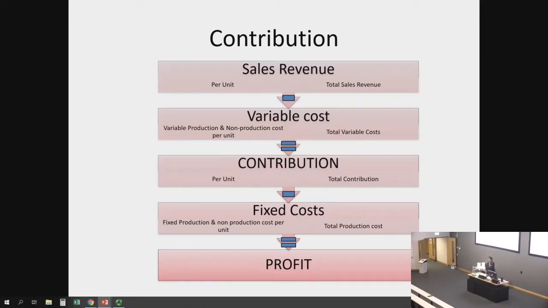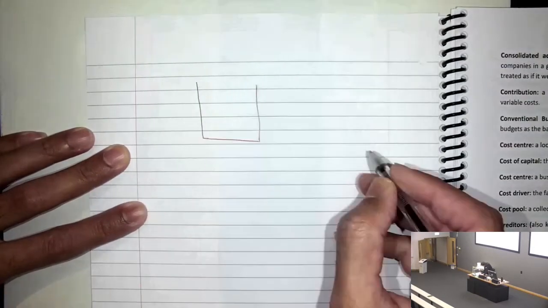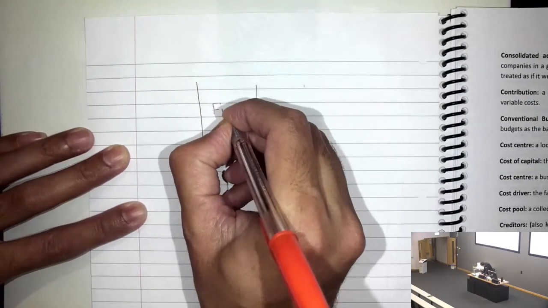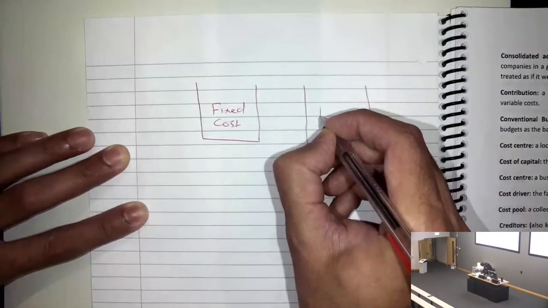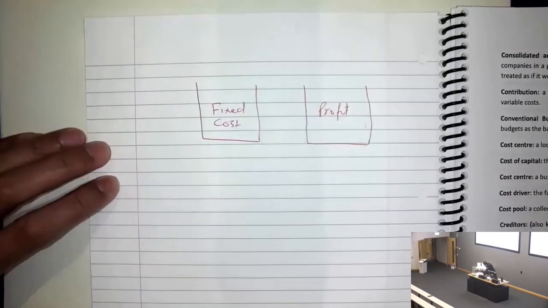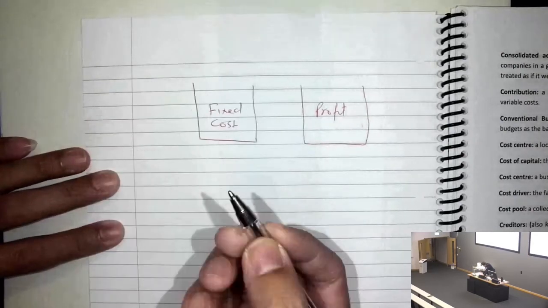The whole word for contribution is contribution towards fixed cost and profit. You can write it down. Contribution towards fixed cost and profit. The concept is that every time you sell a product, let's say we have a bucket which is fixed costs, and we have another bucket which is profit. So every time you sell a product, let's take an example.